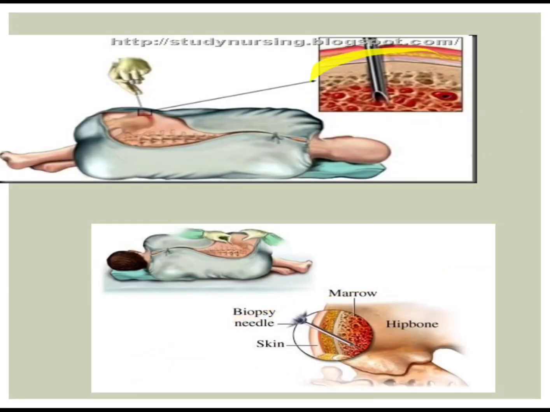So this is what I was talking to you about, the several layers of the marrow, and this is the hip bone, and this is your bone marrow.